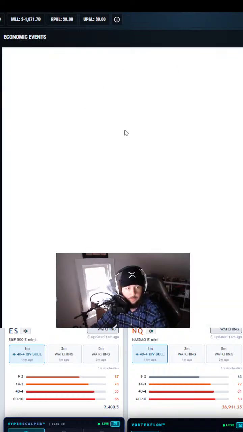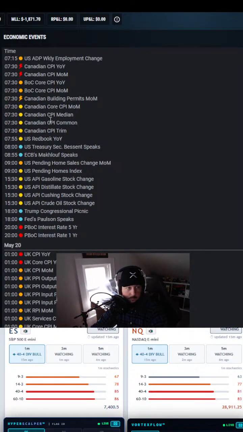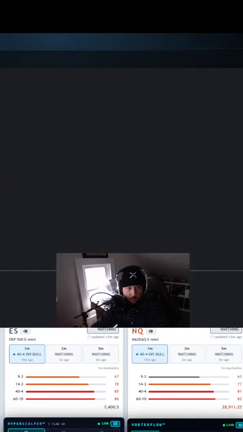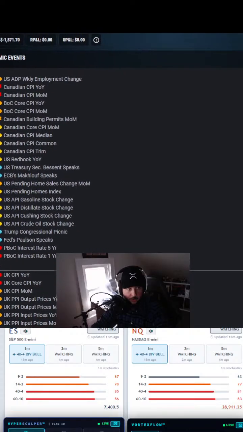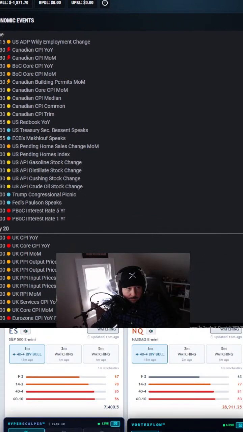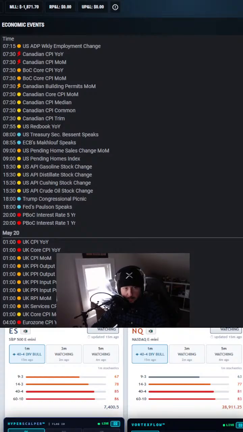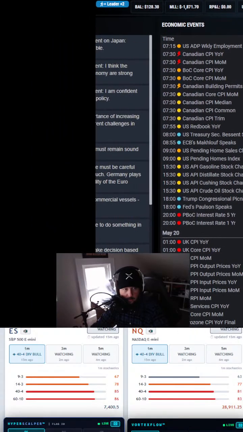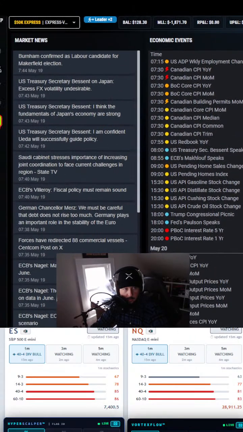So let's see what news we've got. These are all the economic events that are happening today. Let me move this over. Oh man, you can't really see it on the mobile. Unfortunately. Sorry guys. If you guys are watching from your phones, y'all are at a disadvantage. We do have news on this side. There we go.